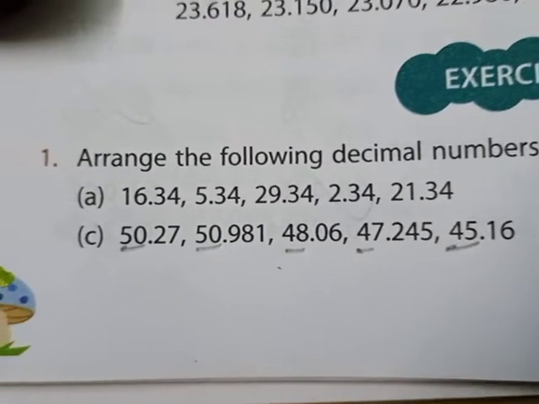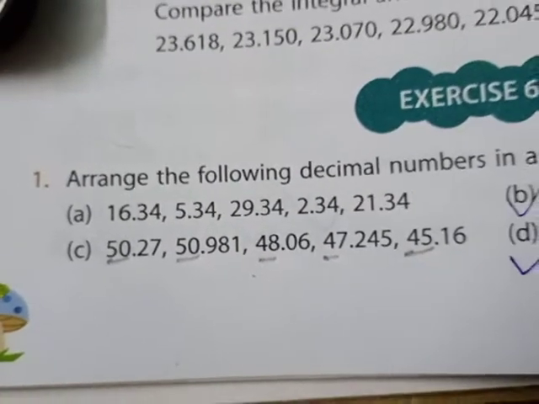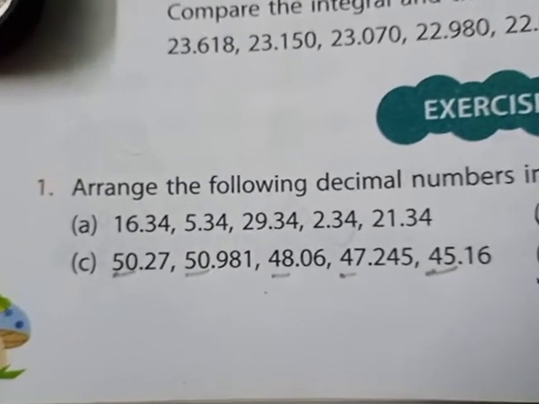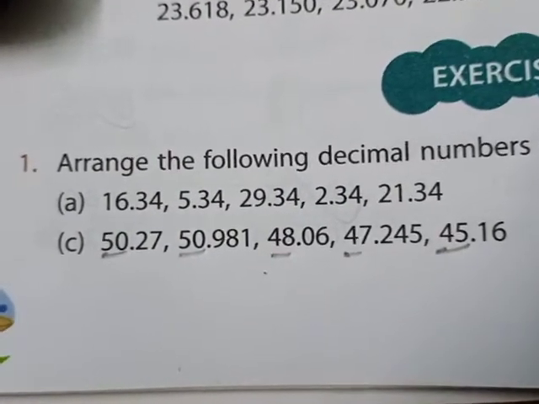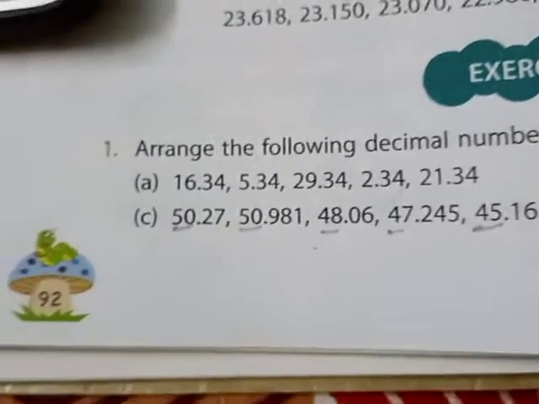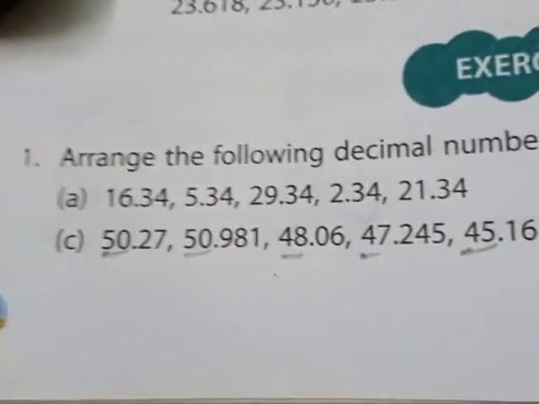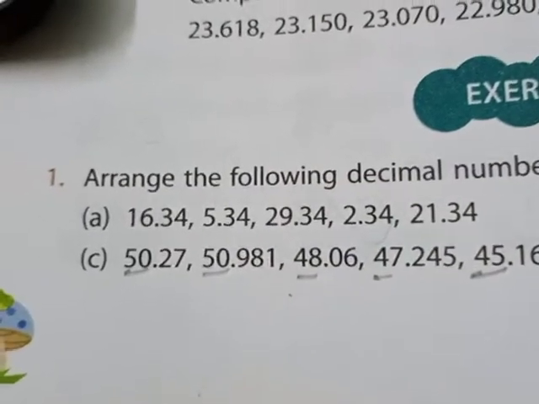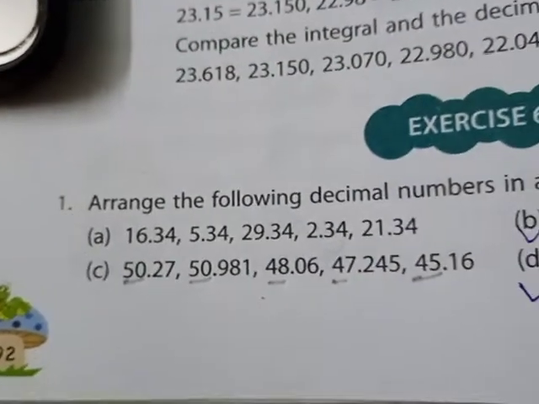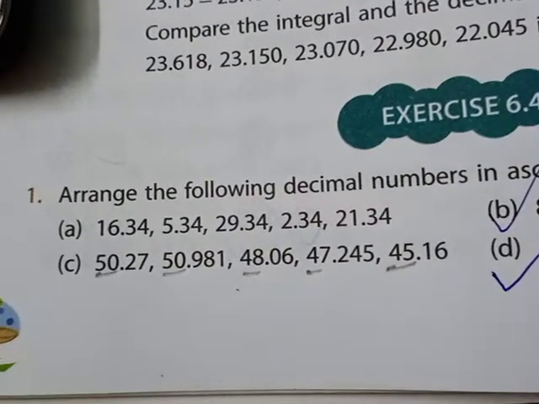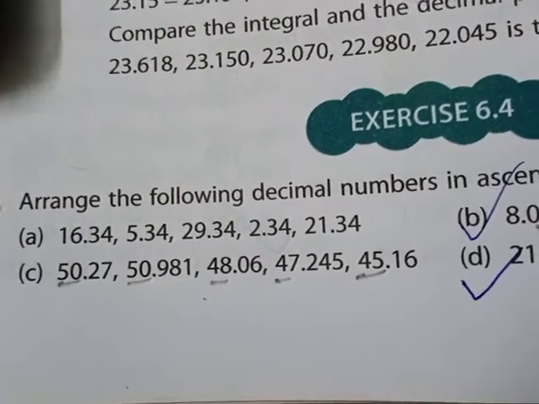In the clip, we are going to discuss 1C. First of all, what do we see? We see the integral parts. If you see here, the integral parts are 50, 50, 48, 47 and 45. All the integral parts are given different. So when integral parts are different, what do we see? Then no need to see the decimal parts. Clear? When integral parts are different, no need to see the decimal parts. Only integral parts we will see and write in ascending order.